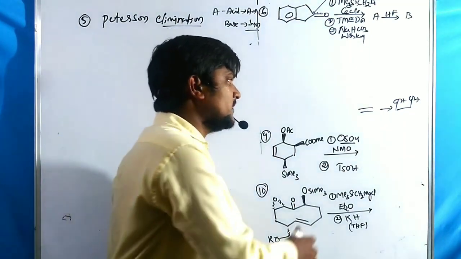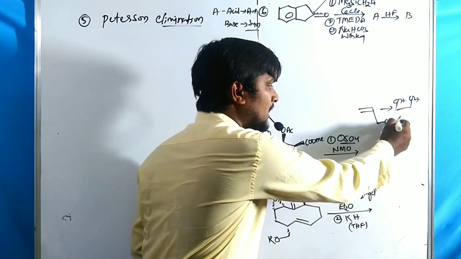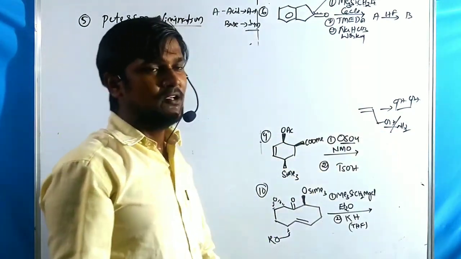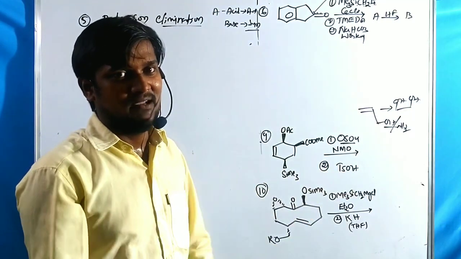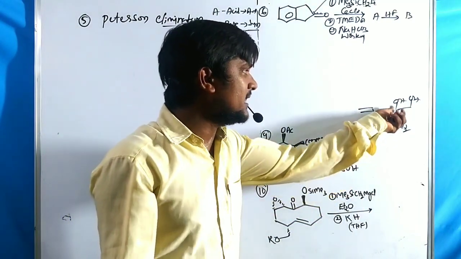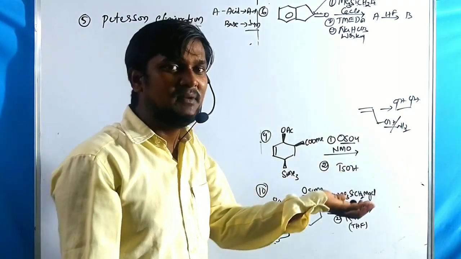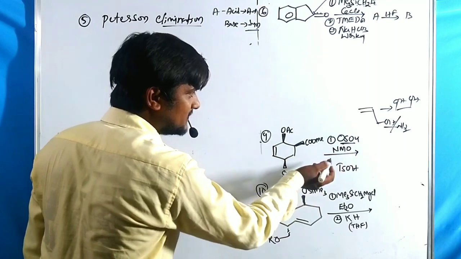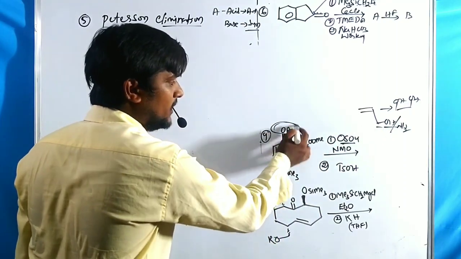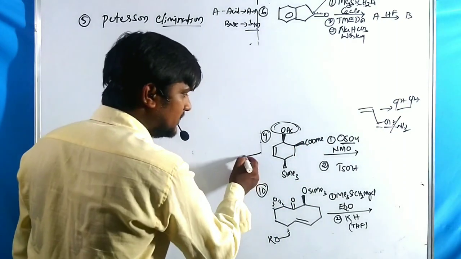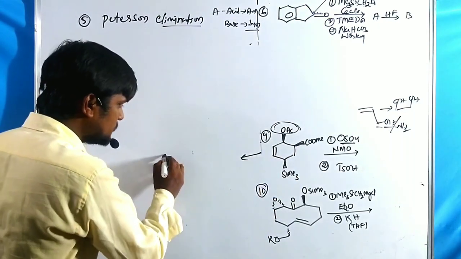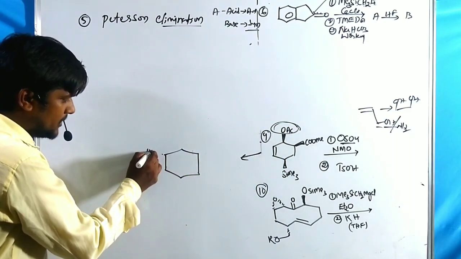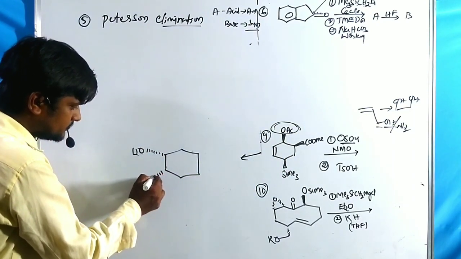If any chelating group is present at the adjacent position, chelating like OH or NH2, it forms the diols on the same side as that group. But here, with osmium tetroxide, there is no chelating group present, since OAc is not a chelating group. That's why the double bond forms the diols on the side opposite to the steric group. Now here all are above the plane, and our diols form on the opposite plane.